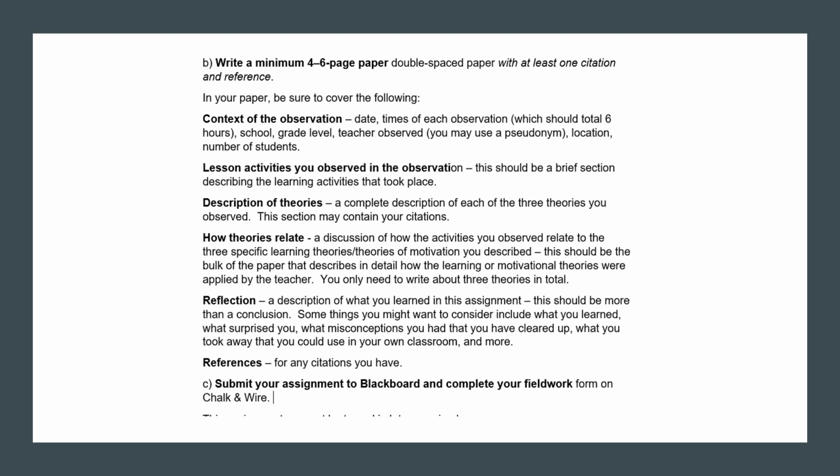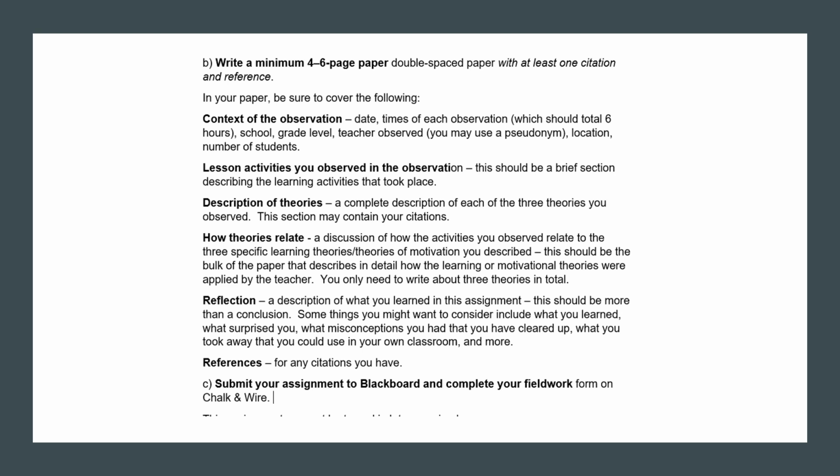You're going to next describe the 3 theories that you're going to discuss. Each theory should be described in a paragraph or 2. Describe who came up with the theory and the main idea of what the theory states. An important section is how theories relate to what you observed. In this section, take each of the 3 theories you chose, and say how and why the activity that you saw related to the strategies in the lesson.